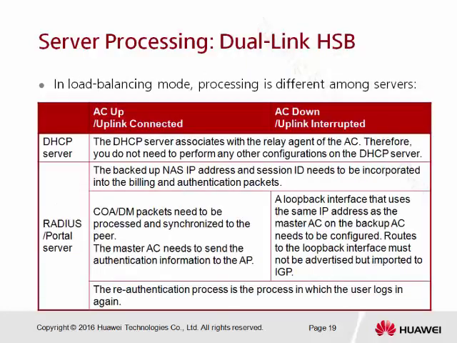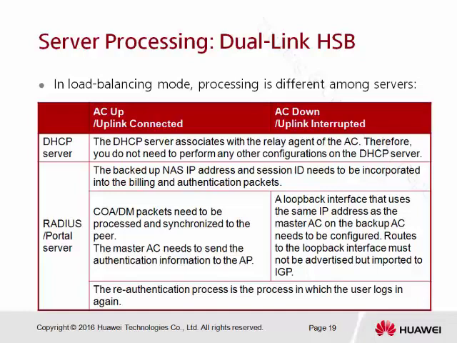So this is what happens for the dual-link HSB. In the load balancing mode, processing is different among servers. They show you two different statuses: the uplink connected and the uplink interrupted. The DHCP server is associated with the relay agent of the AC. Therefore, we do not need to perform any other configuration on the DHCP server when using HSB.